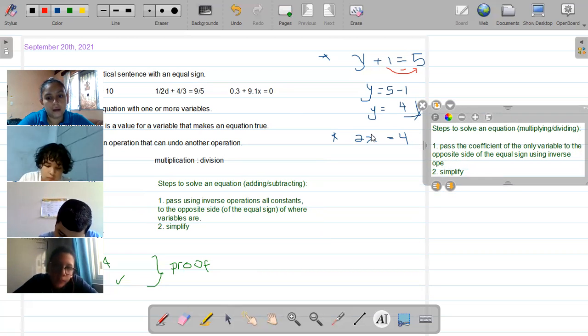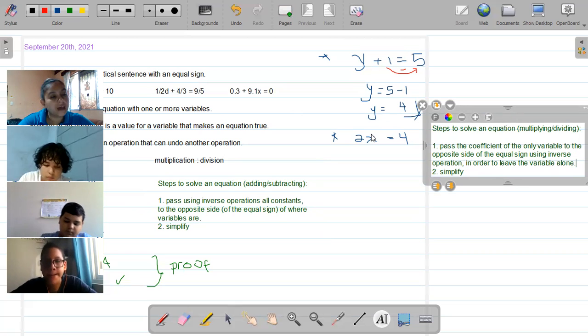Why do we do that? Because we need to leave the variable alone. So we're going to say, in order to leave the variable alone, and then we simplify, and that's it. Okay, and that will be the steps to solve a one-step equation using inverse operations.